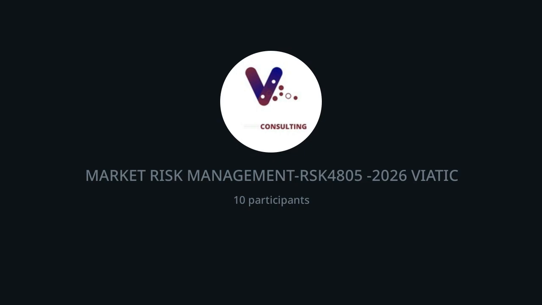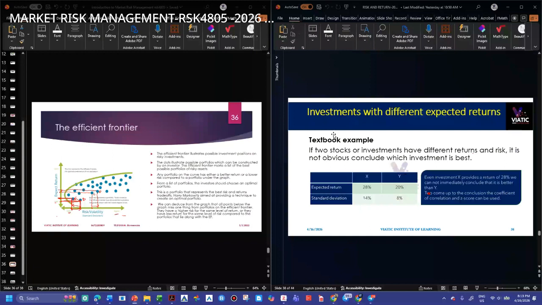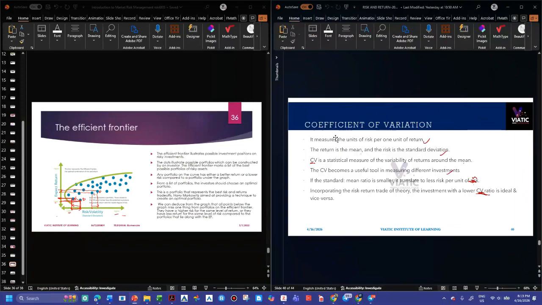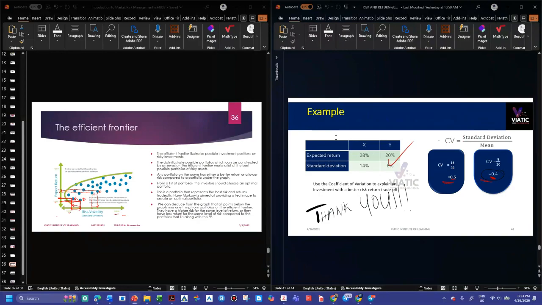To come up with the conclusion, the coefficient of correlation and Z-score can be used. But I don't want you guys to go much further. It can be used to do those calculations, right? One of the calculations we can just do is to calculate what is called the coefficient of variation. Coefficient of variation is a measure of risk per unit of return.